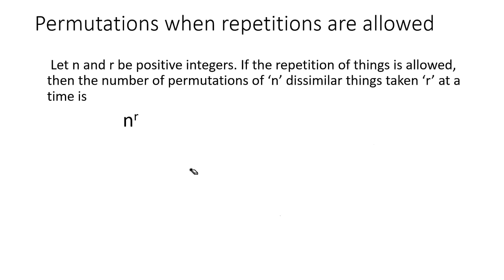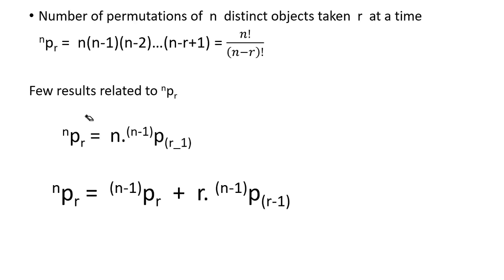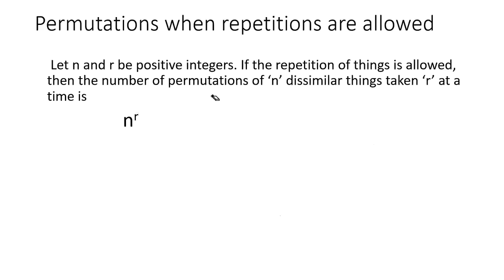Next, when repetitions are allowed, the number of permutations is going to be n raised to r. When repetitions are not allowed, the number of permutations of n distinct objects taken r at a time is going to be nPr. When repetitions are allowed, the number of permutations is going to be n raised to r.